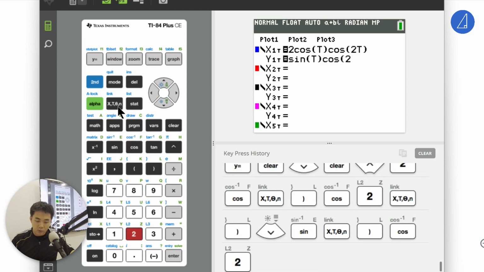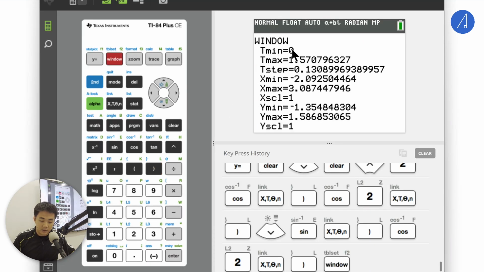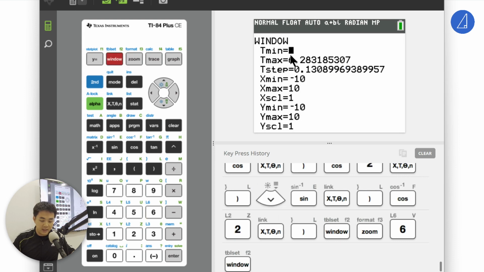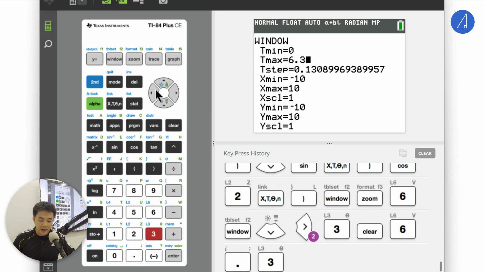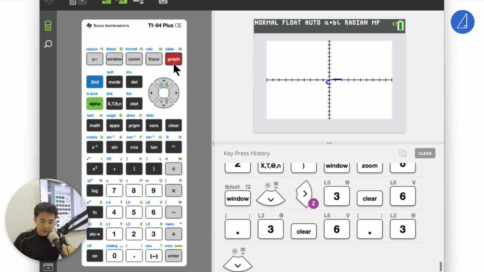Okay. Now you have to be careful. This happens to be the GC's default. The GC's default is 0 to 2 pi. If not, you need to change the window setting. You need to make sure it's 0 to 2 pi. I will suggest you put 6.3. Or 0 to 2 pi, but if you key in 2 pi exactly, later there may be some problem. Usually I'll just put 6.3. Then this is the graph here. Then you just zoom box.